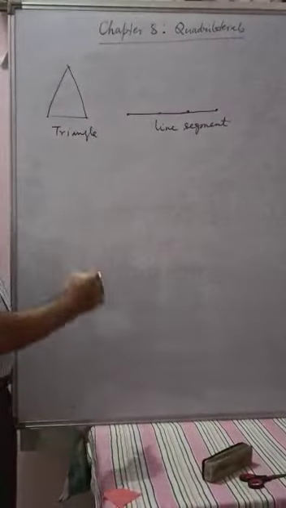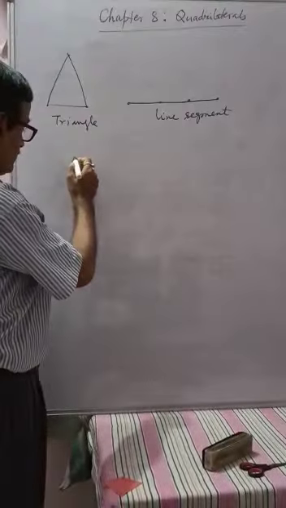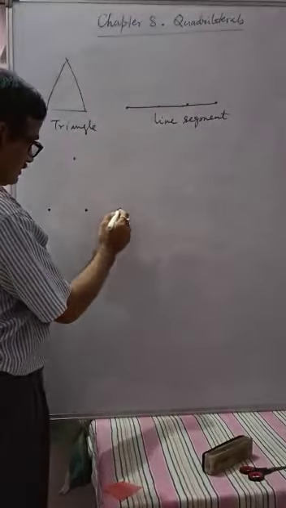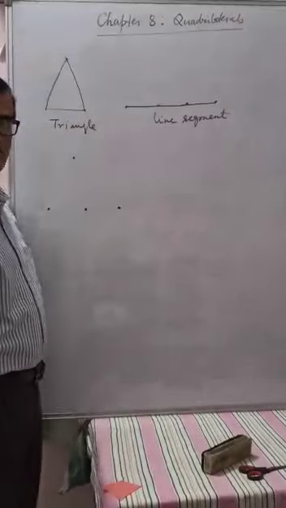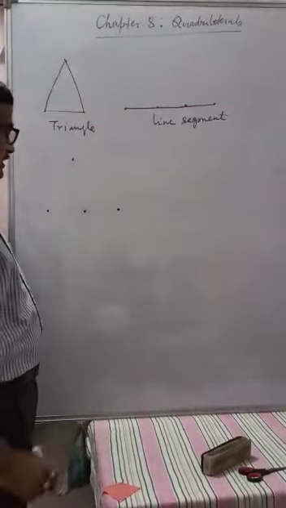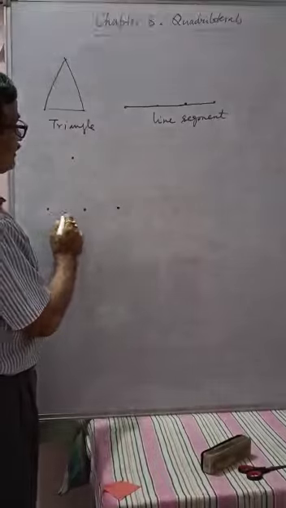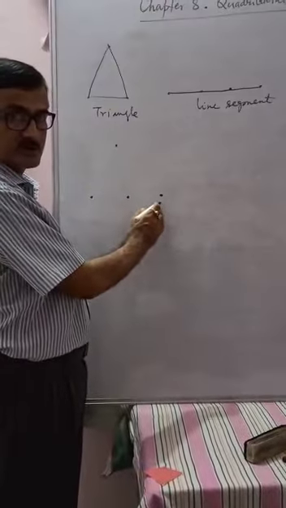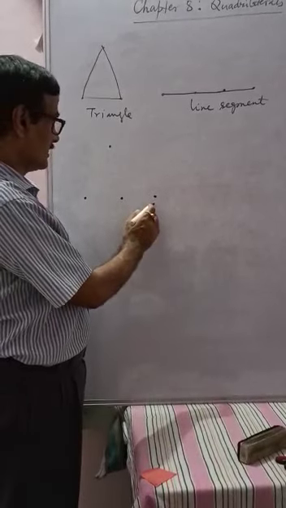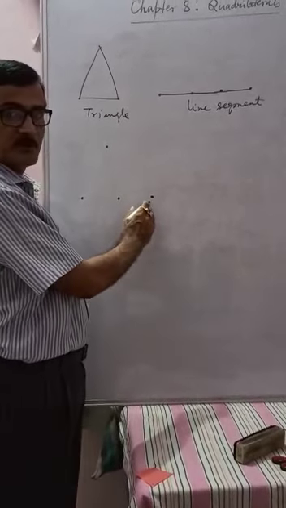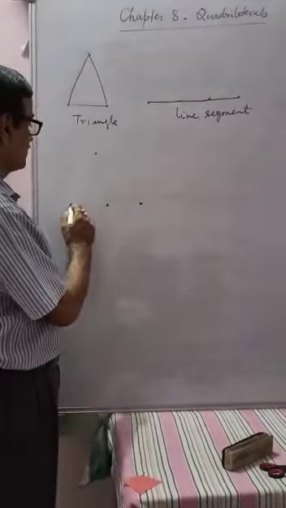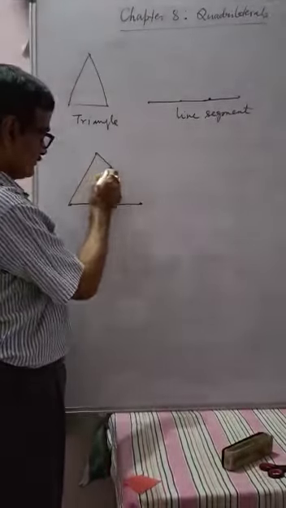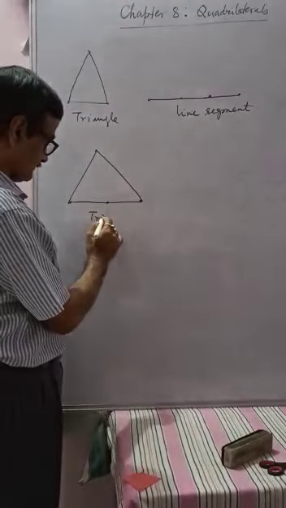Now, if you mark 4 points on a plane in such a way that 3 of which are collinear, that means 3 points out of 4 points are lying on the same line, and if you join them in pairs in a particular order, then the figure so formed is a triangle.